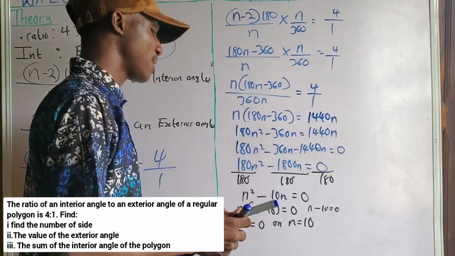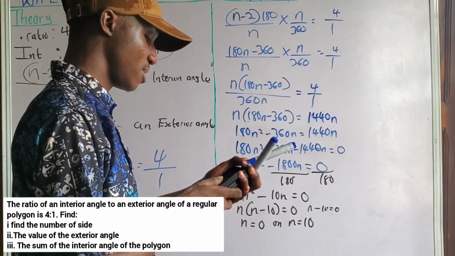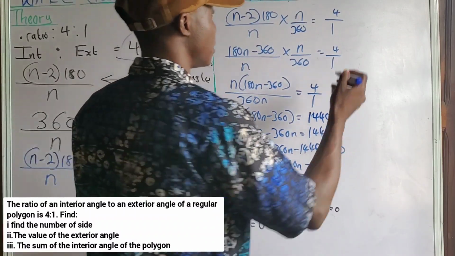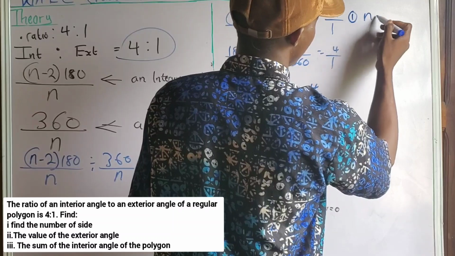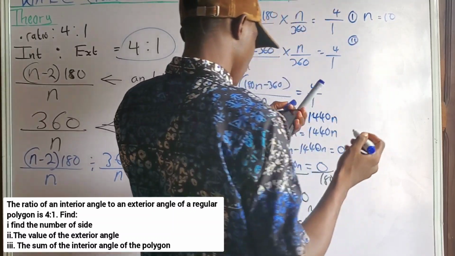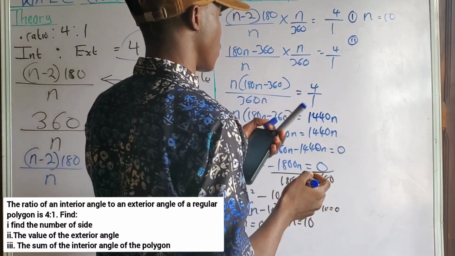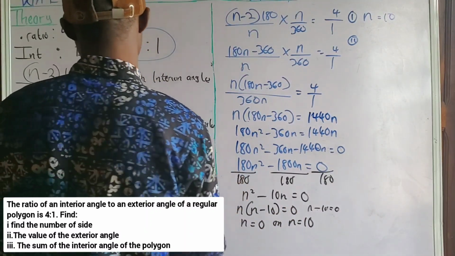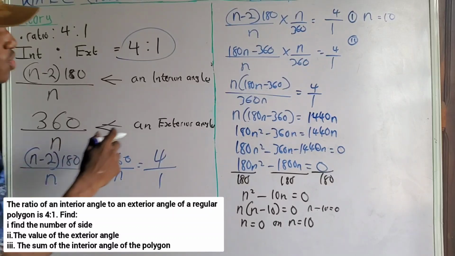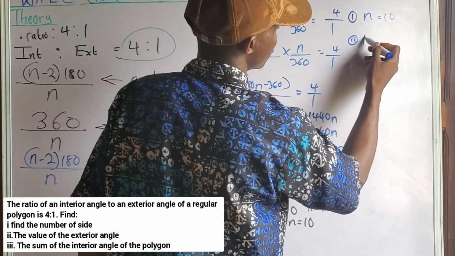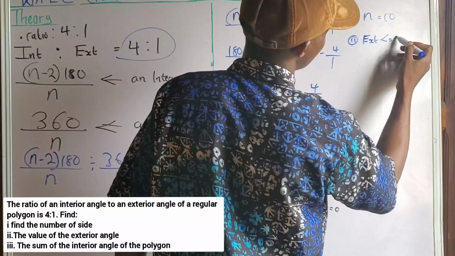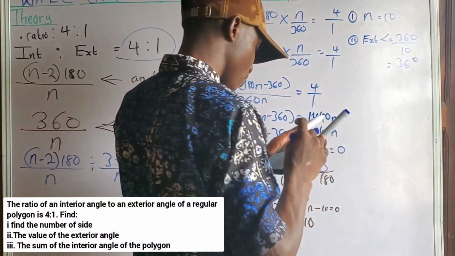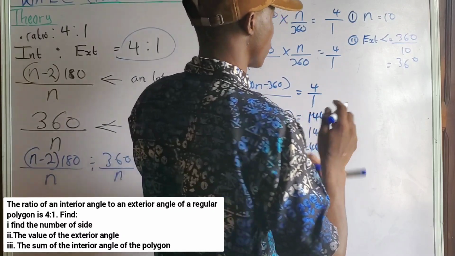Now, the number of sides is 10. That is the significant value there. So having gotten the number of sides as 10, that is the first question: n equals 10. Now, the second question, we are asked to calculate the value of the exterior angle. The exterior angle is 360 over n, right? So the exterior angle equals 360 all over 10. That is 36 degrees.